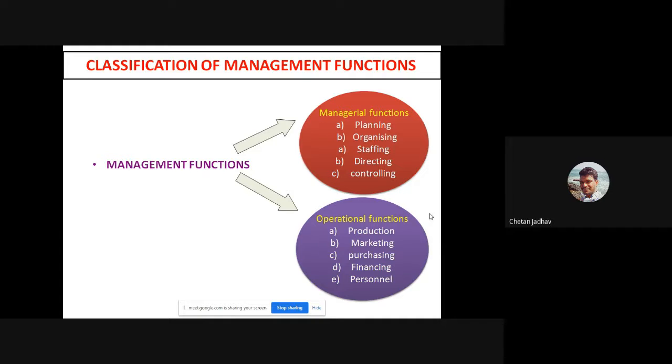Then the second is operational functions. In the operational functions: production, marketing, purchasing, financing, and personnel. That is the second part of the management function. The first is scheduling and planning all the things, whatever the target given from the top level management side. The second point is that we have to complete that target at the actual level. For that we require actual working on the machines. So for that, production, then marketing, then purchasing of material for making the finished goods, then financing and personnel. These are the important management functions: managerial functions and operational functions.